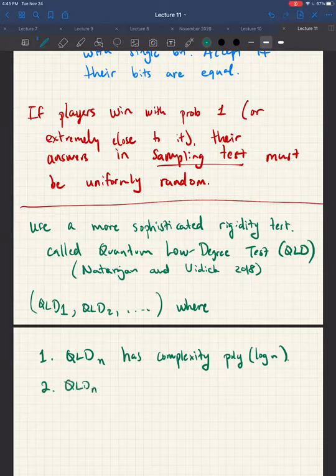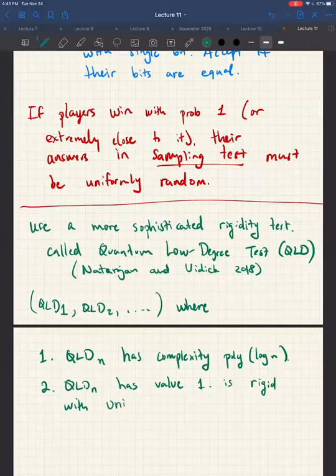So it has quantum value 1. And it's a rigid game. And its unique optimal strategy has the following properties. If they're winning with probability 1, the two players, Alice and Bob, have to share n EPR pairs.